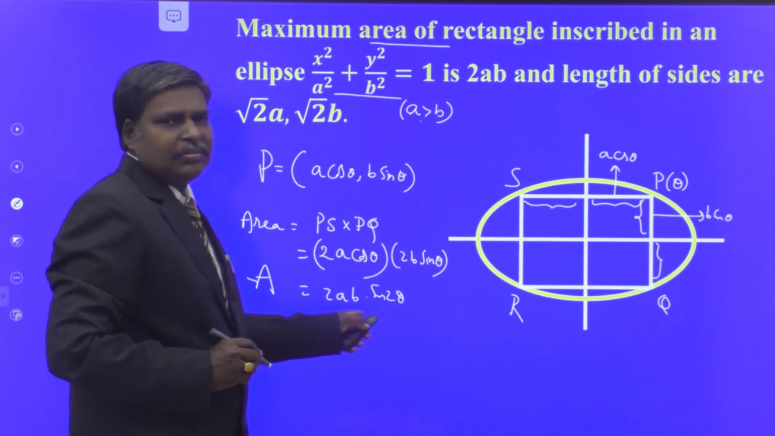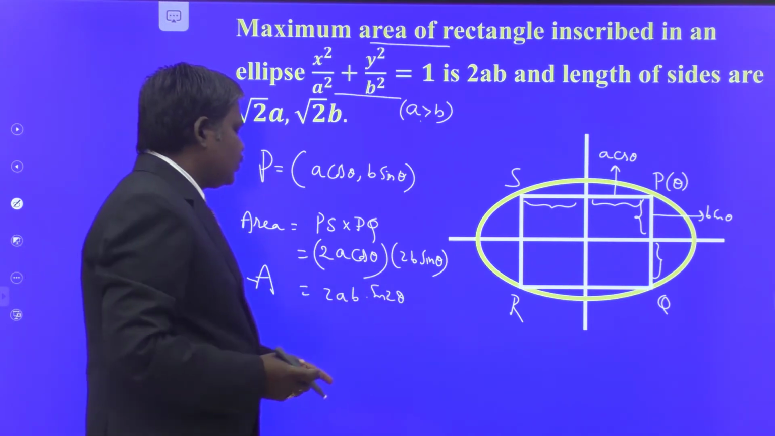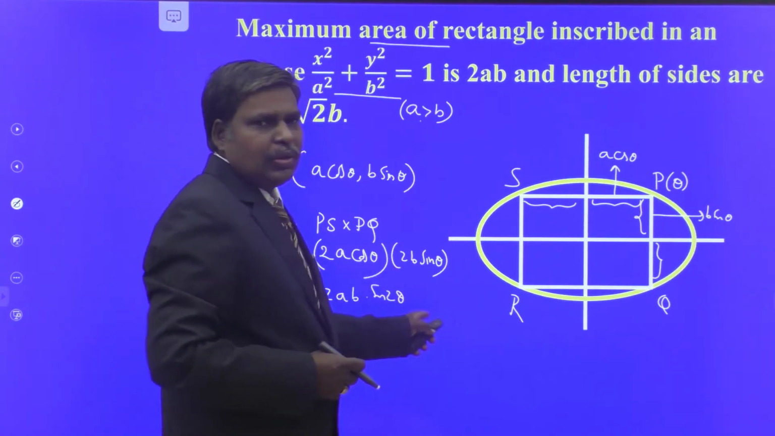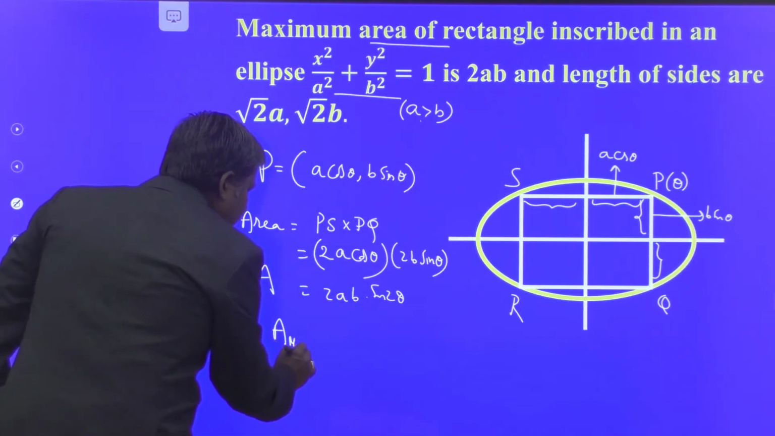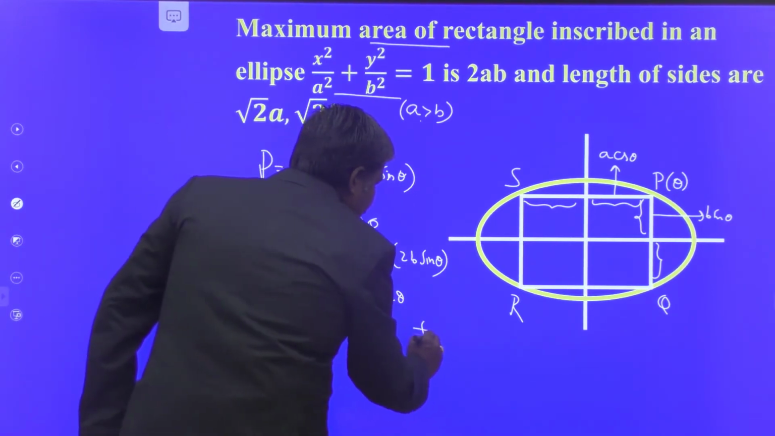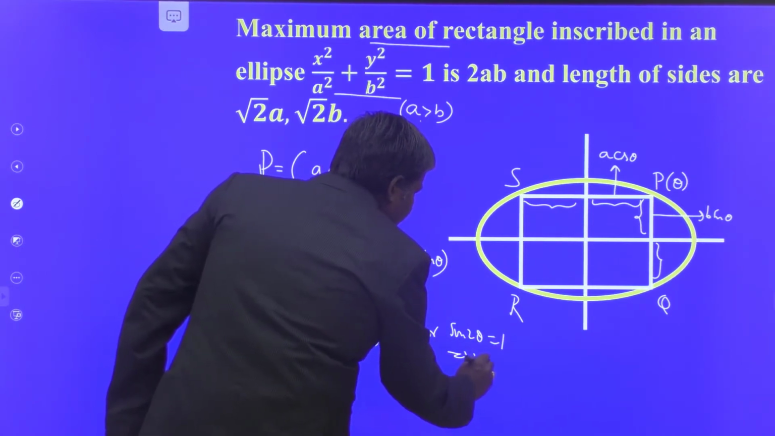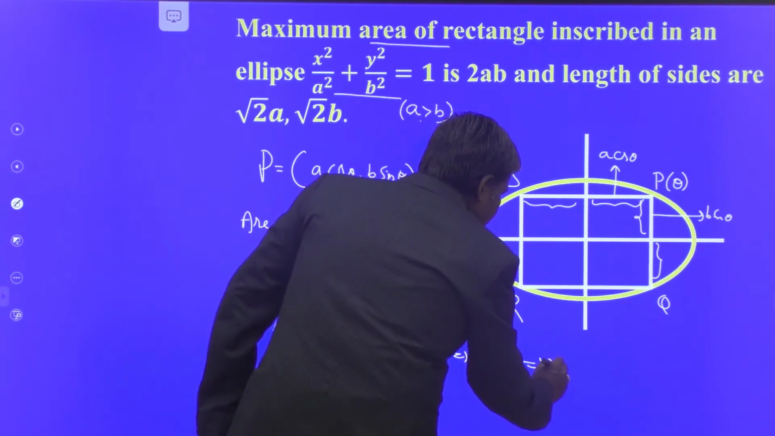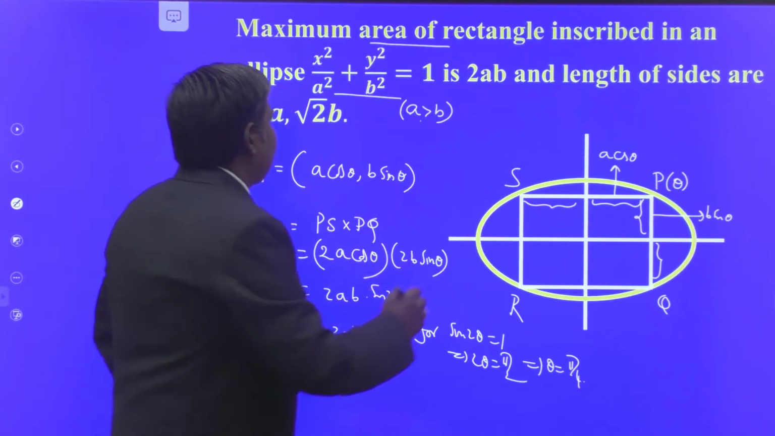It is maximum when sin 2 theta is 1, because the range of sin 2 theta or sin theta is minus 1 to 1. For sin 2 theta equal to 1, we obtain A maximum. A maximum is equal to 2ab into 1, for sin 2 theta is equal to 1. Sin 2 theta equal to 1 means 2 theta is equal to pi by 2, which implies theta is equal to pi by 4. So the maximum area is 2ab, as we obtained.